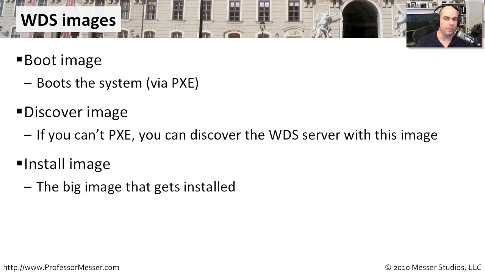The install image is the big one. It's the one that gets brought down all the way and installed onto someone's computer. And when you're setting up many, many computers at the same time to have this work, that's the one that's really going to pull down the big Windows 7 operating system.